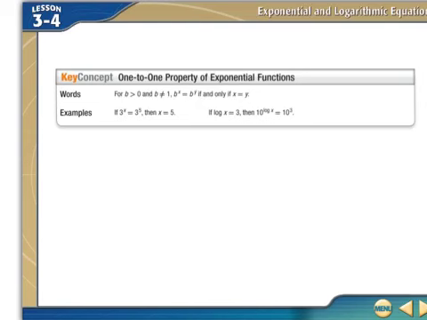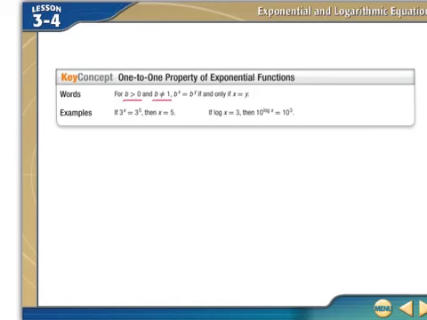Before we start solving exponential equations, we need to discuss the one-to-one property of exponential functions. In words, our one-to-one property is for b greater than 0. Okay, the base of our exponential function has to be greater than 0. It cannot be equal to 1.